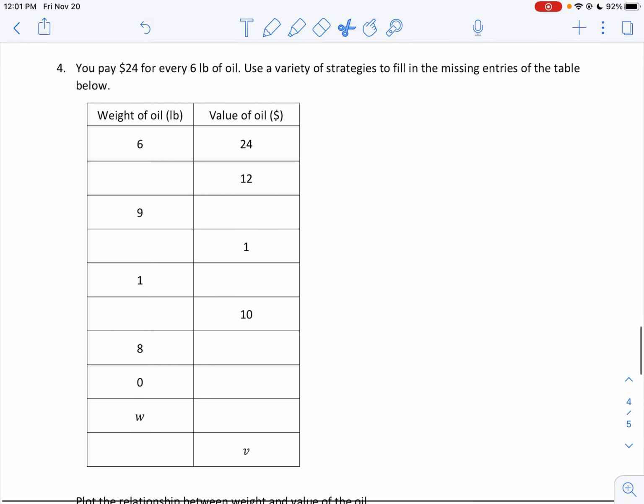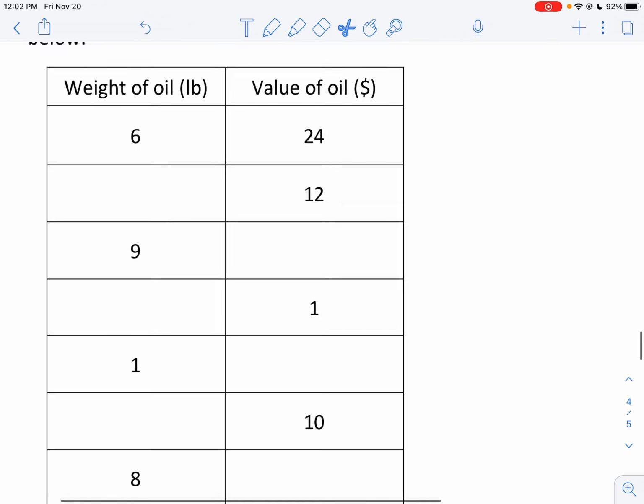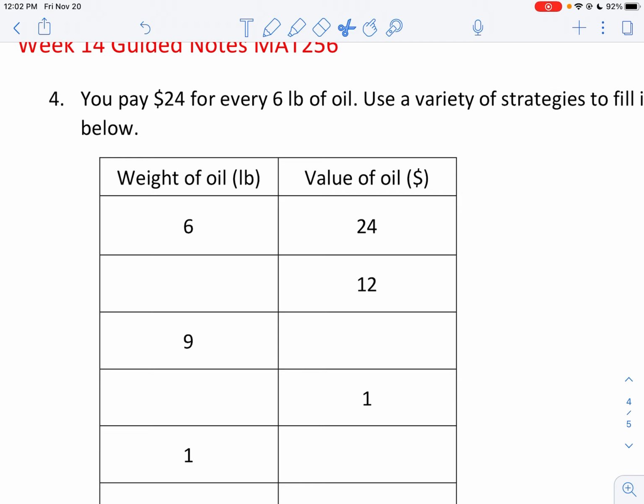All right, number 4. Now we're going to start doing some proportional reasoning. You paid $24 for every 6 pounds of oil. Notice how I phrased it. You paid $24 for every 6 pounds of oil. So there's no bulk discounts here. So we do have a proportional relationship. We're going to use a variety of strategies to fill in the missing entries of this table. Okay, so I put the data here that was given. 6 pounds of oil corresponds to $24.